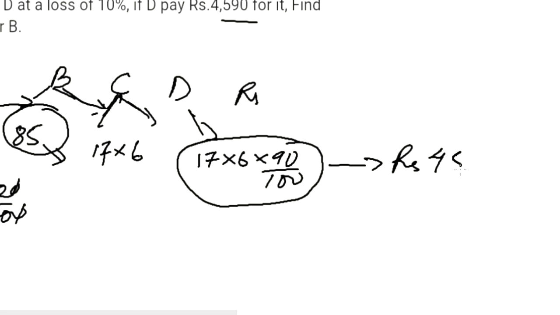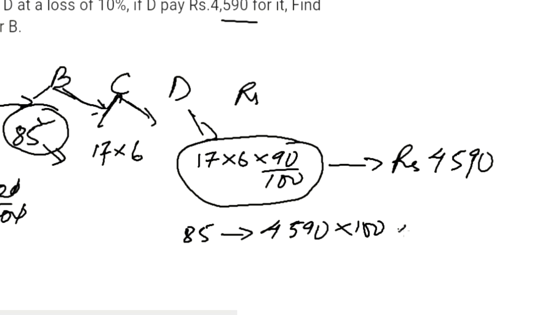We're talking about 85 units. So 85 units will simply be how much? Unitary method. Do not forget the unitary method. I don't need to teach you about that. Unitary method: 4590 into 100 into 85 divided by 90 into 6 into 17. So you calculate this.